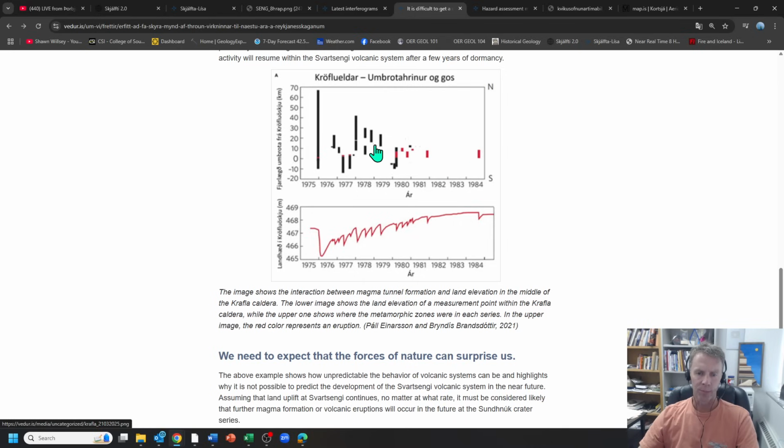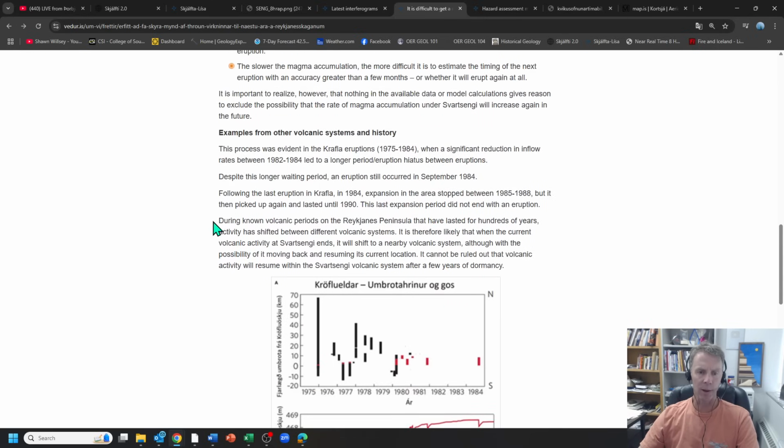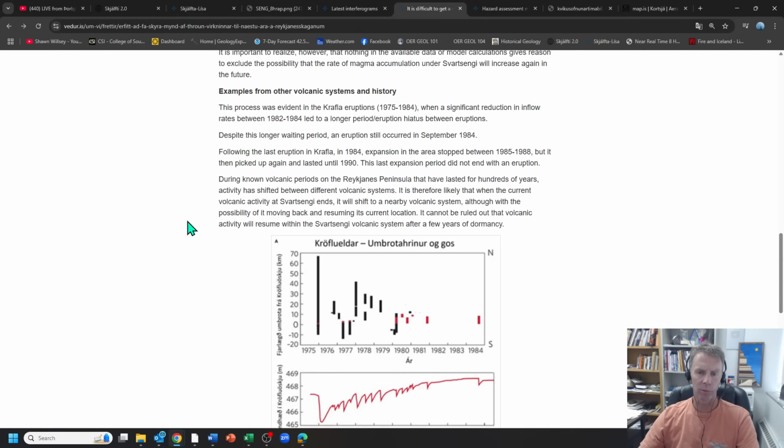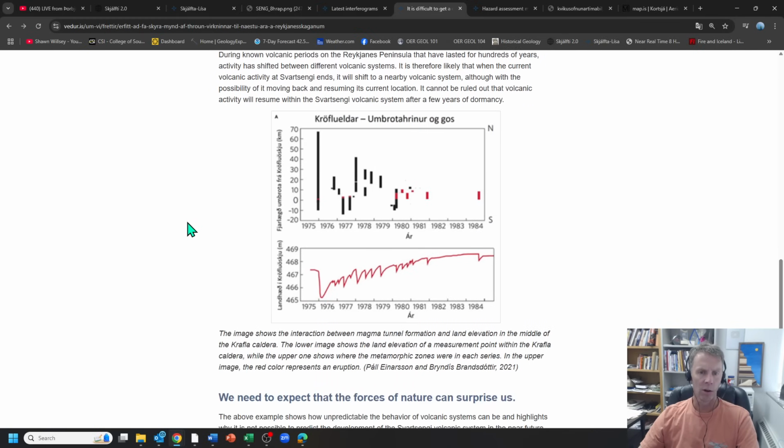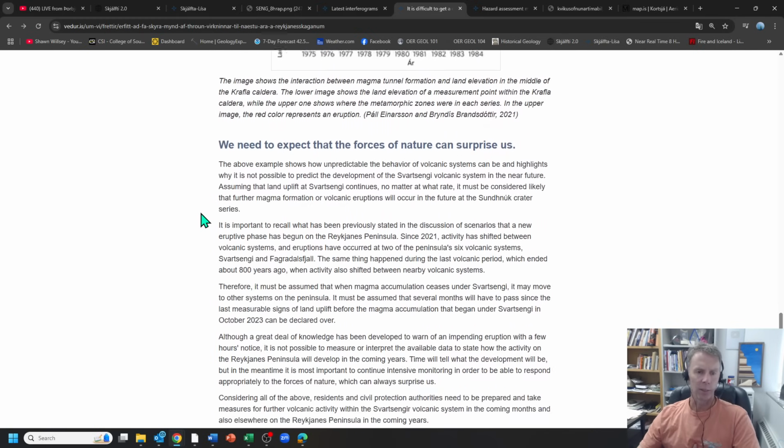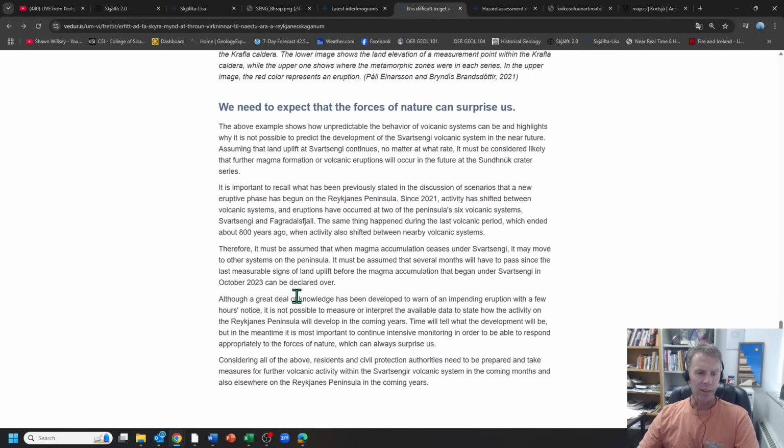The red bars up here in this graph are eruptions, and the black ones, I think, are intrusions, if I remember correctly. So it's an interesting comparison, and it is possible that that is a good analog for what we're seeing on the Reykjanes Peninsula. And then there's a nice big paragraph here. They just talk about how it's hard to make predictions.